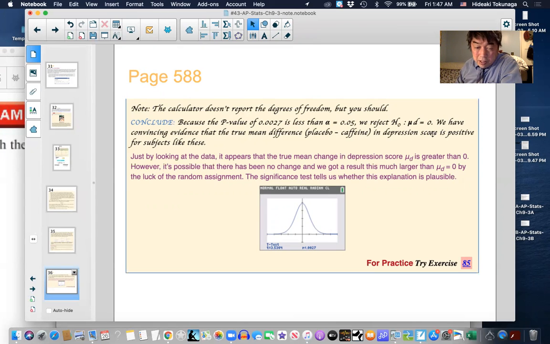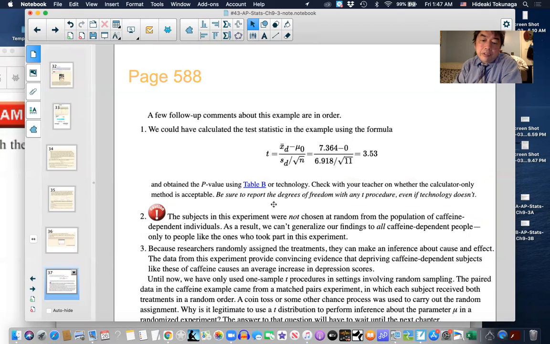Okay, so now just looking at the data, the true mean change in depression score, mu of difference, is greater than 0. Okay. However, it's possible that there has been no change, and we got a result this much larger than a difference of mu equals 0 by chance in the random assignment. The significance test tells us whether this explanation is plausible. Okay. So that's the end. Maybe you can go through and read this.